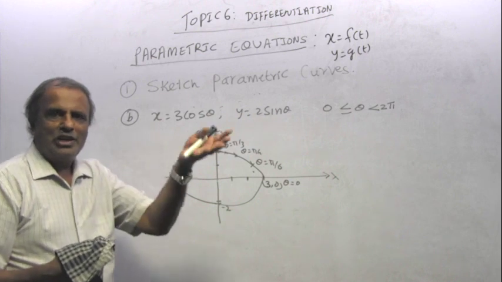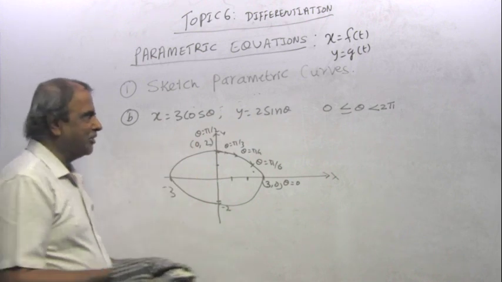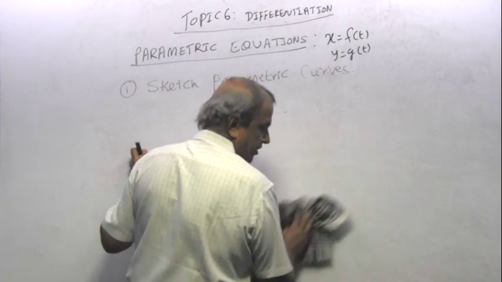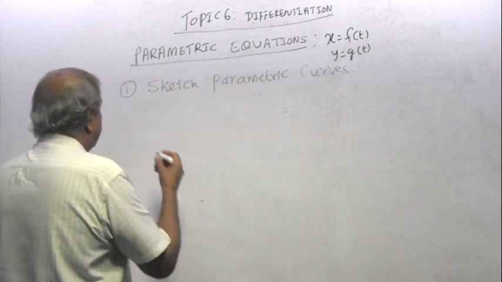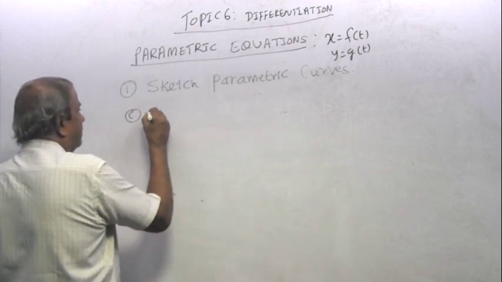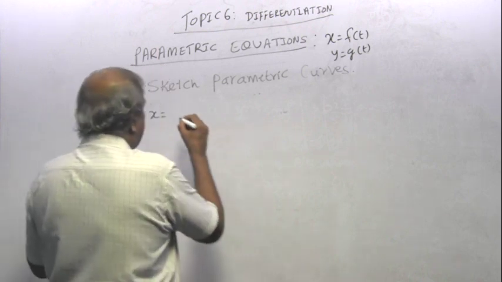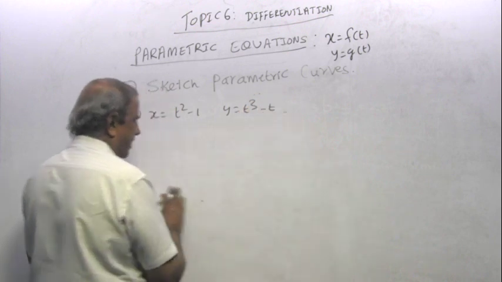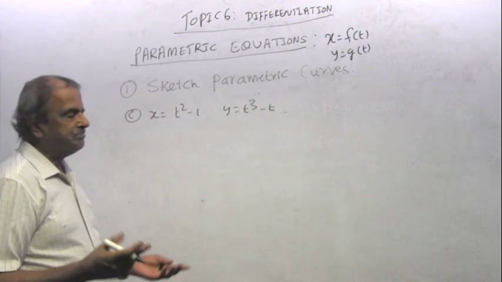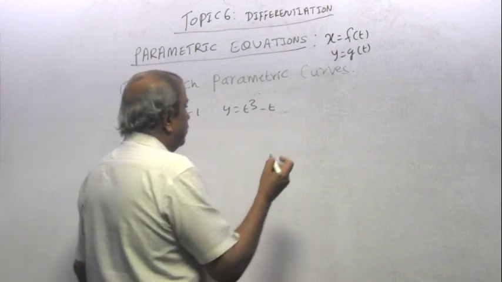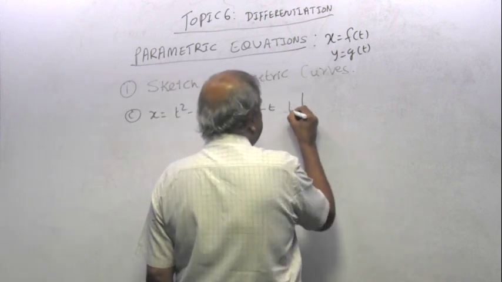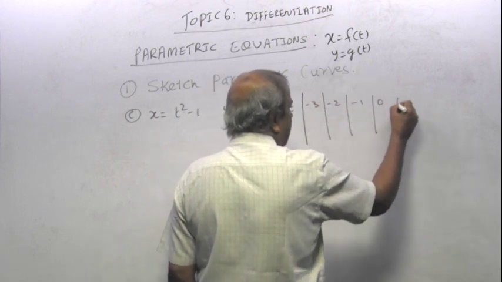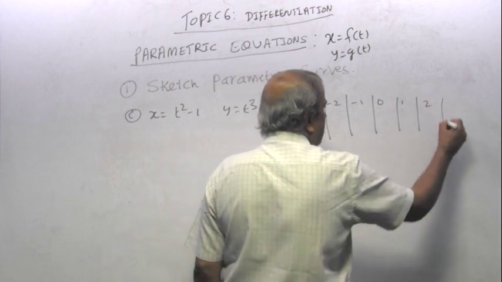One algebraic, one trigonometric, so that you get used to all. The next one, interesting one. Part C, x equal to t squared minus 1, y equal to t cubed minus t. Of course, it says t belongs to R. Good. So as usual, I make a table for t: minus 3, minus 2, minus 1, 0, 1, 2, 3.